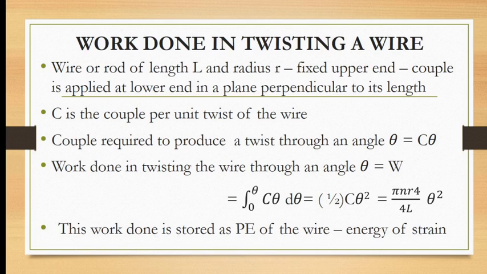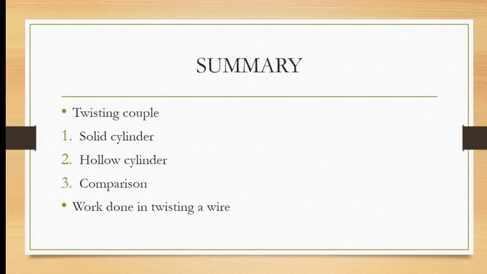That's for today's class. Let's go through a summary. We had found out the twisting couple per unit twist for a solid cylinder and a hollow cylinder, and we had done the comparison between them, from where we found that a hollow shaft is stronger than a solid shaft. And also we found out the expression for work done in twisting a wire, which is also known as the energy of strain, since the work done is stored as the potential energy of the wire or the rod.